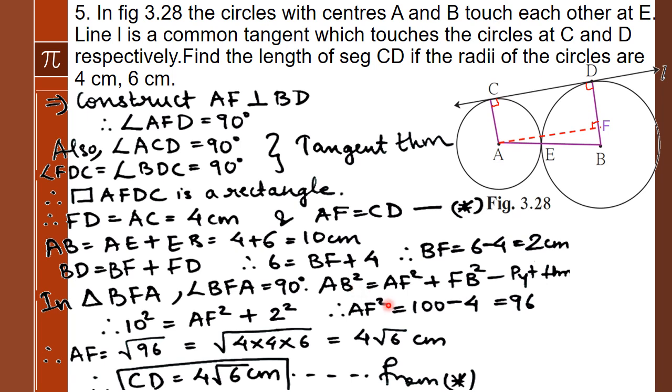So AB square is the same as AF square plus BF square, that is by the Pythagoras theorem. Now AB is 10, so 10 square is equal to AF square plus BF is 2, so 2 square. Therefore, AF square is 100 minus 4. 10 square is 100 and 2 square is 4. 100 minus 4 is 96. That means AF is square root of 96, and 96 is the same as 16 into 6. 16 is 4 square. So 4 will come outside and that would be 4 root 6. Okay. So this AF is of length 4 root 6 centimeters.